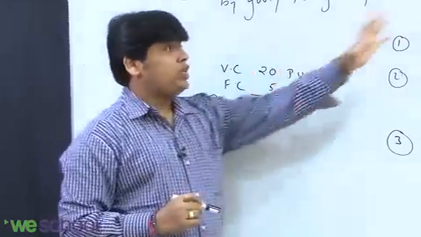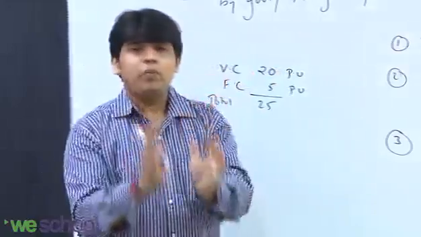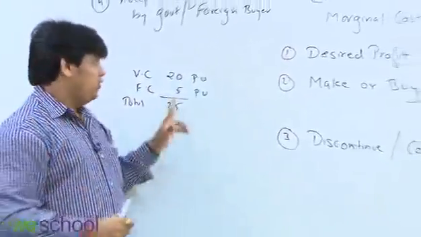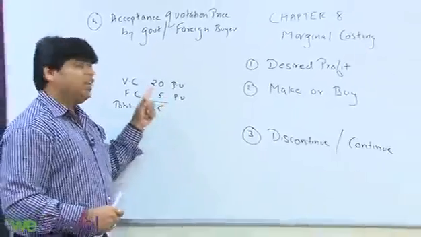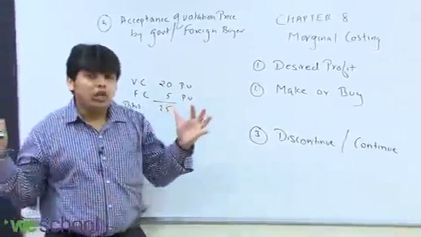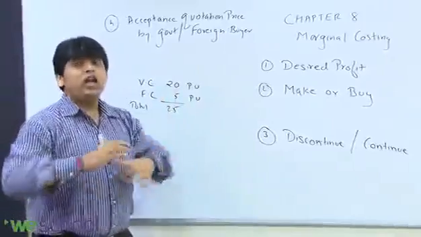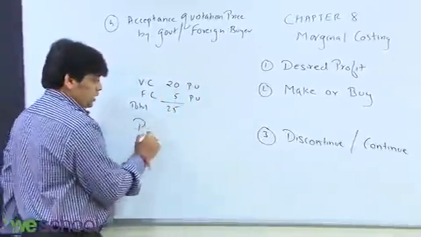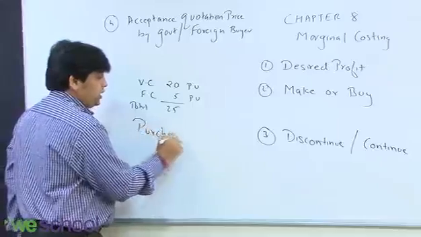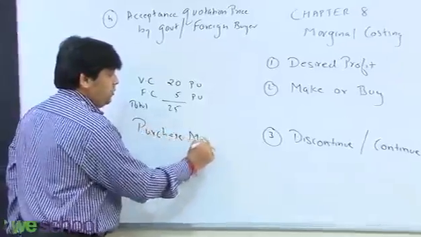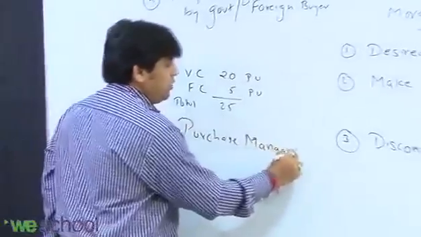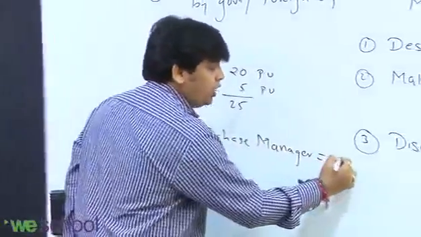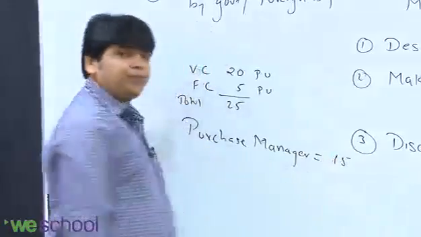As I told you, in marginal costing the cost of production will not include the fixed cost. It will include only the variable cost. So what is your total variable cost? 20 rupees. So that is your production cost. And suppose the purchase manager gave a quotation that in the market we can get this particular raw material for 15 rupees.